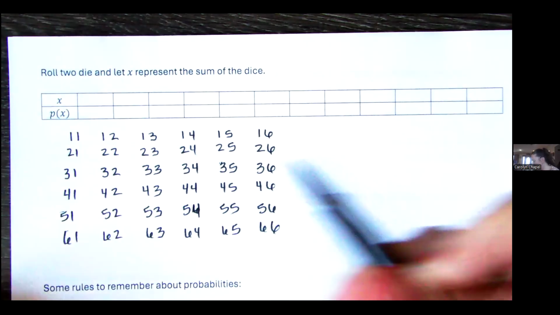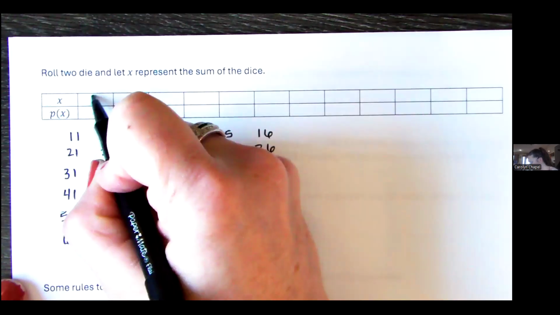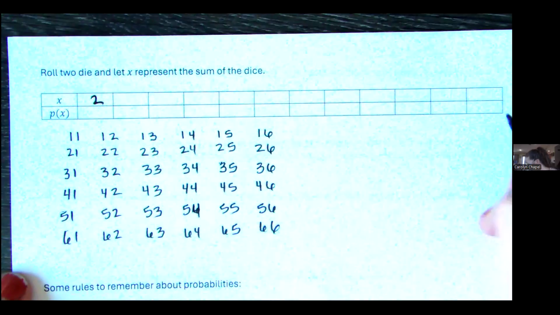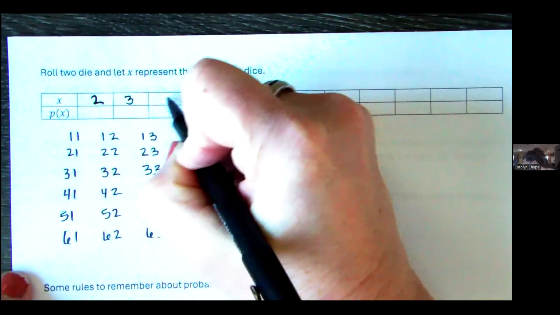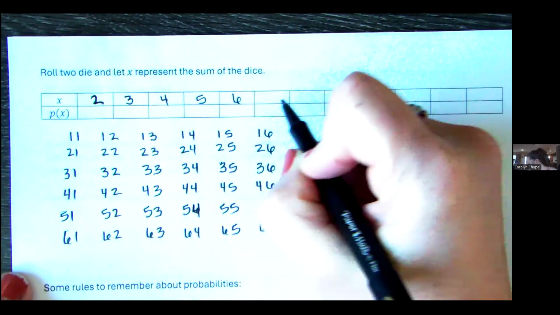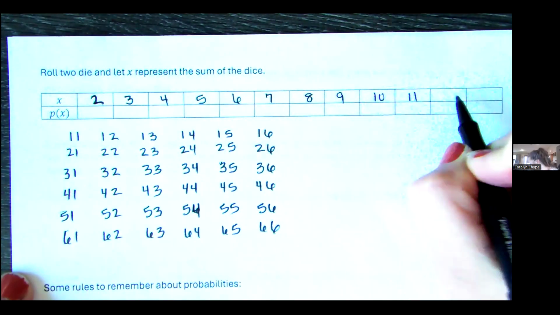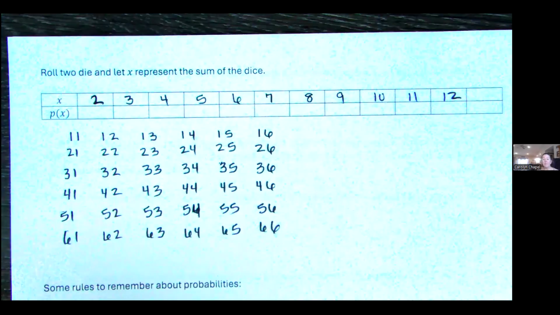And what we can see is then our sum: the smallest sum we can get is a 2, and the largest sum we get is 12. But I think we can get everything in between. So the sum is what my X is. So this is kind of what we're looking for. What does our problem ask for? The sum of those dice.